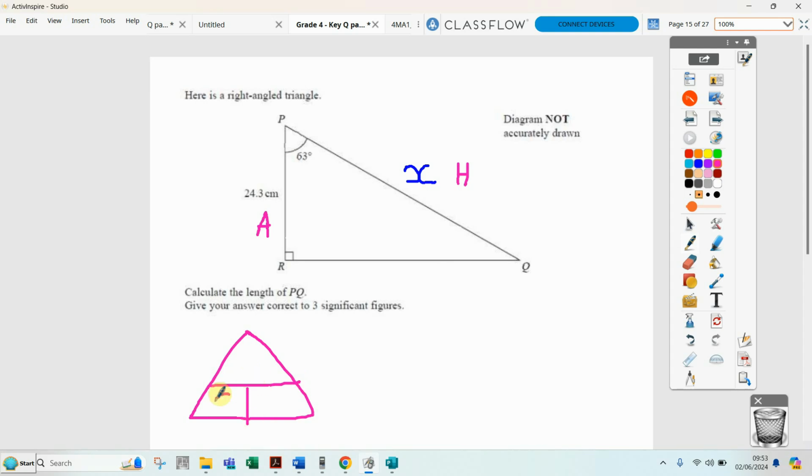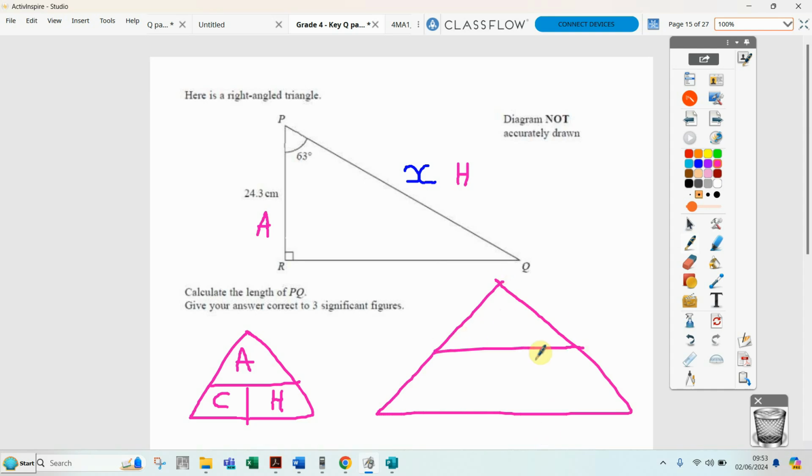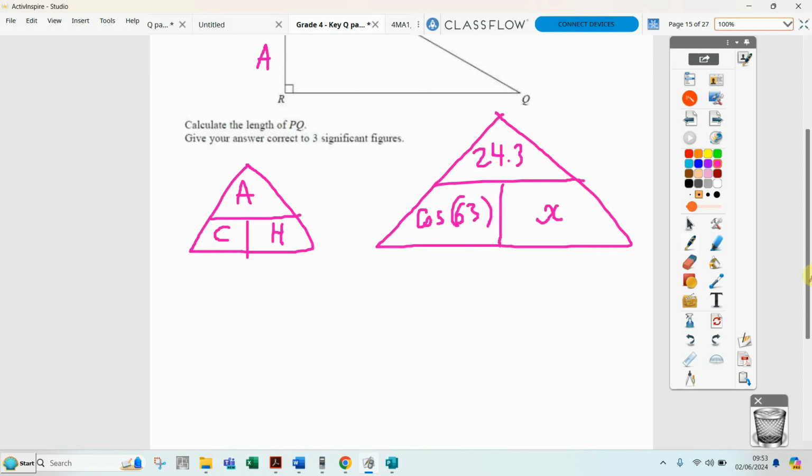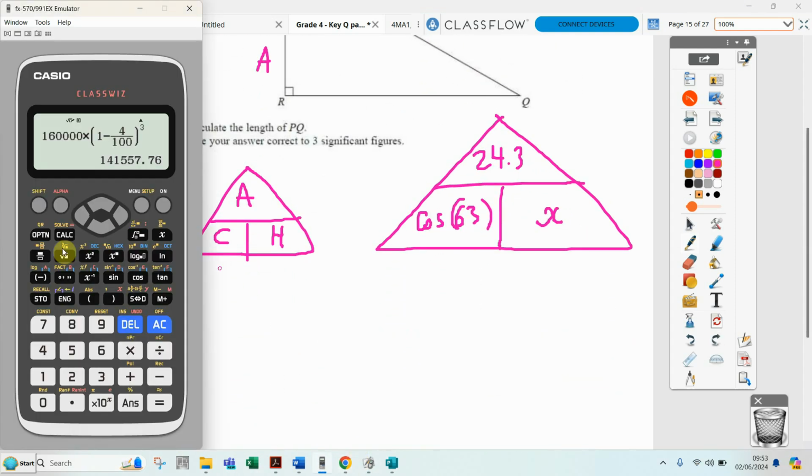We draw the CAH triangle like this, and then we make it a bit bigger and fill it in. So this is cos 63, and at the top you have the adjacent, 24.3, and at the bottom you have the hypotenuse, which is X. You can see if you cover X, what you're left with is 24.3 over cos 63.